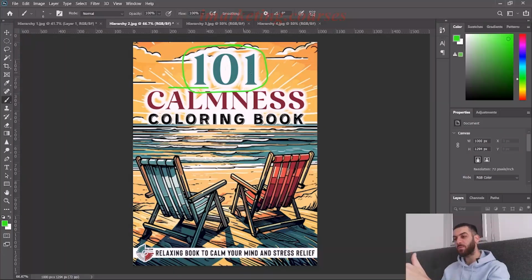And now in order to get them to read downwards, this is the second biggest text, harmless, and then coloring book is the third biggest text. Then they have the main image, and finally the smallest thing on the cover is their subtitle, which is here at the bottom: relaxing book to calm your mind and stress relief. And that's how you read the book cover. So they made the most important thing the biggest thing on the cover. Let's look at another one.